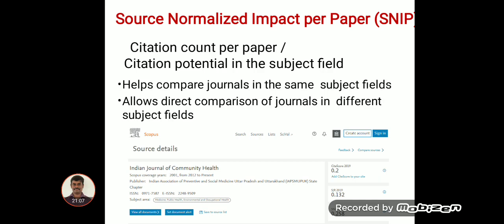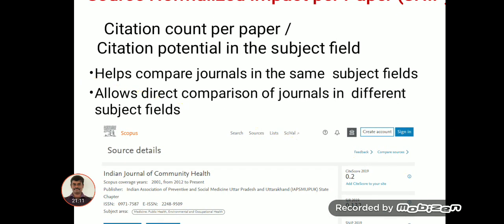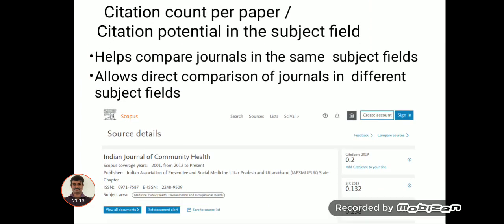So when you open the Scopus database, in journal search, you can find all the details at the right corner of the journal details: CiteScore, ranking, Schemago journal ranking, and source normalized impact per paper.